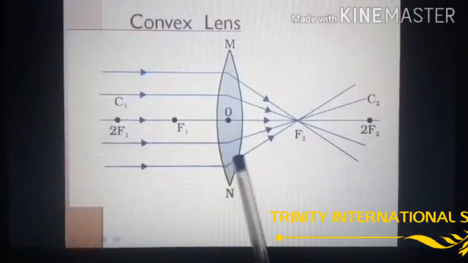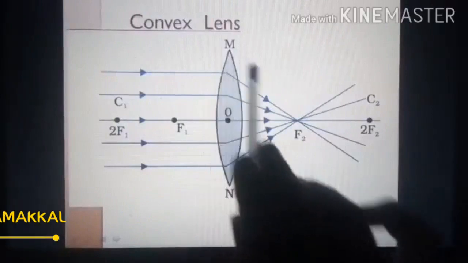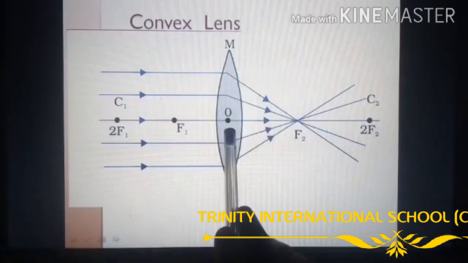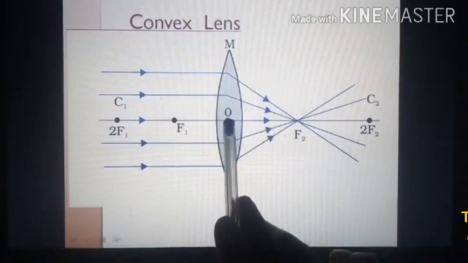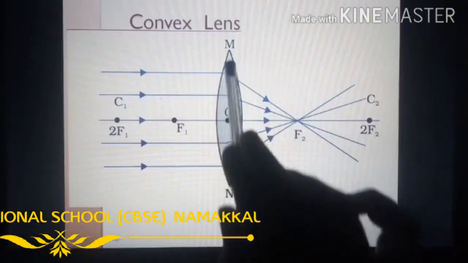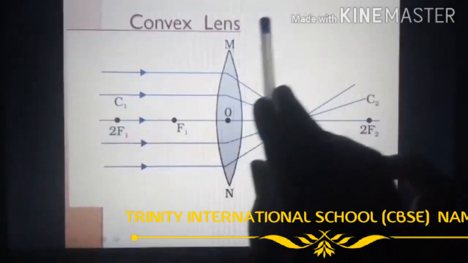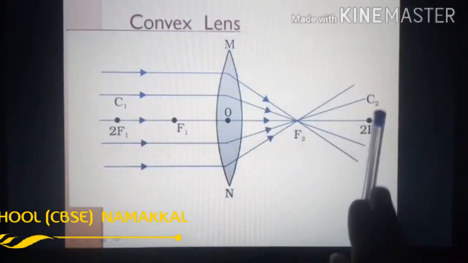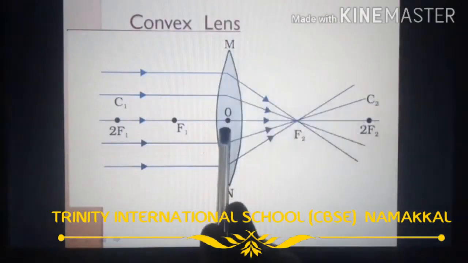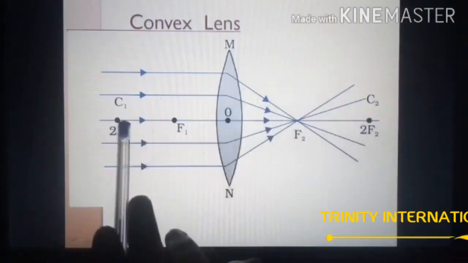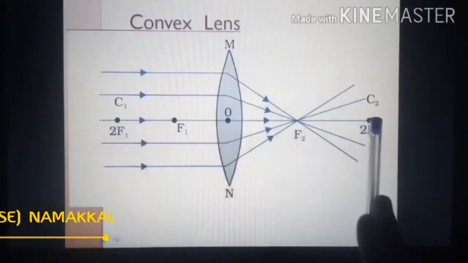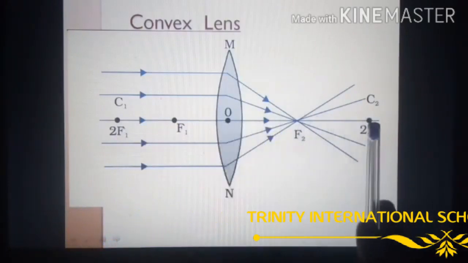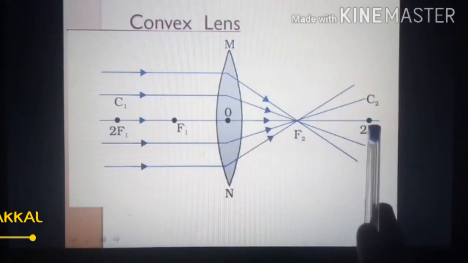Here the central part of the lens, either convex or concave, will be the optical center. It is called the optical center, denoted by O. And the surface forms a spherical part of a sphere. So it forms a sphere, and the center will be here. That is called the center of curvature of this lens, C. It has two surfaces, two centers of curvature, and the distance between O and C is approximately equal to the radius of curvature. So OC equals the radius of curvature.